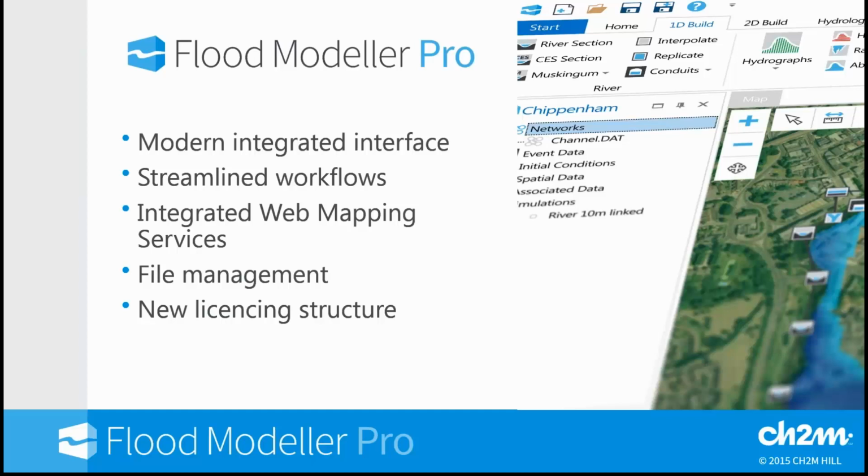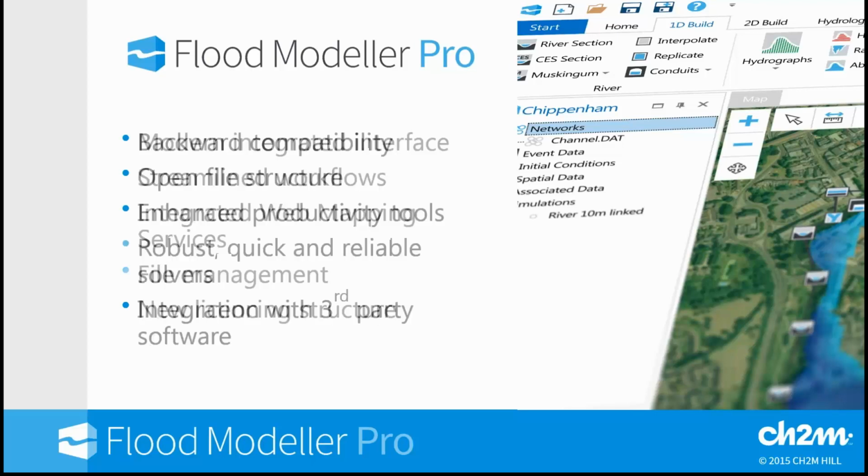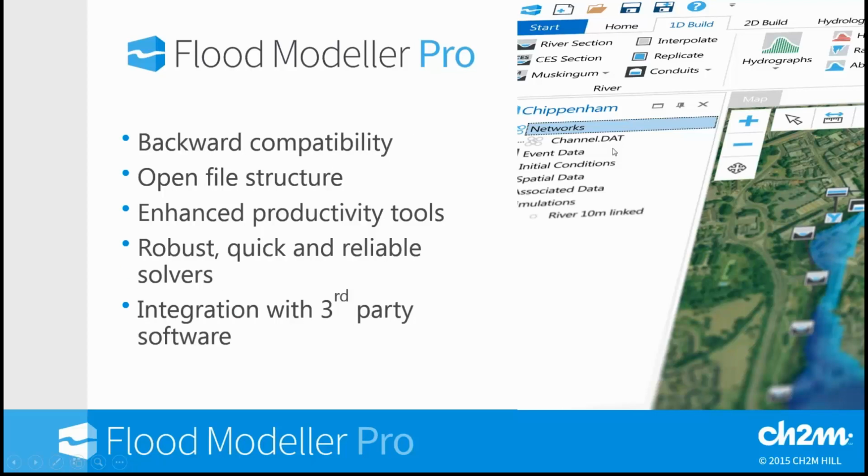It has streamlined workflows. You can pull in web mapping services as the backgrounds. The file management structure, I think, is really interesting. It pulls it all together. And there's a new licensing structure, too. If you've used the software's predecessor in the past, I think you'll find that it's changed, and it's good. I think it's really good. So it has backward compatibility, open file structure. The productivity tools are great, and the solvers really are quick, robust, and reliable. They've been in use for over 40 years, so I really enjoy using it for that reason also.